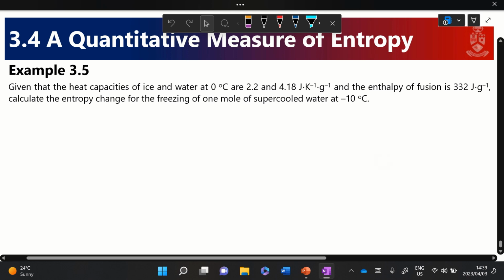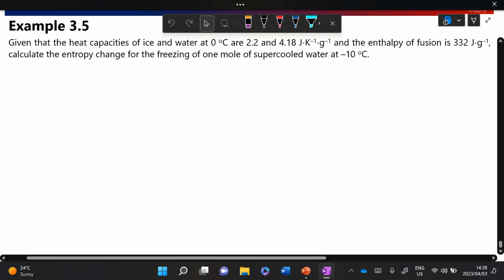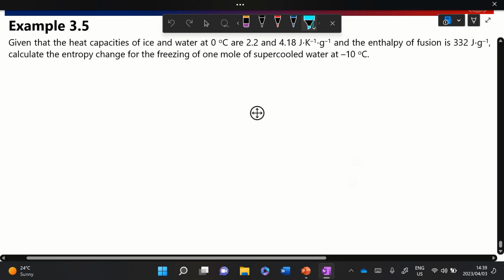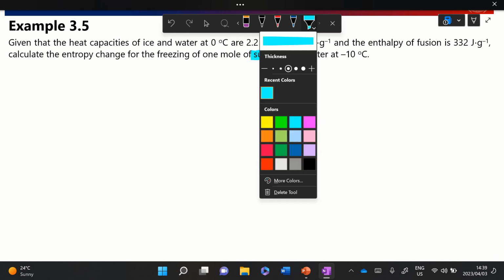So we need to calculate delta S for freezing water from liquid to solid at minus 10 degrees Celsius, and that of supercooled water. So there's actually liquid water at minus 10 degrees Celsius. That's what the supercooled part of this means.